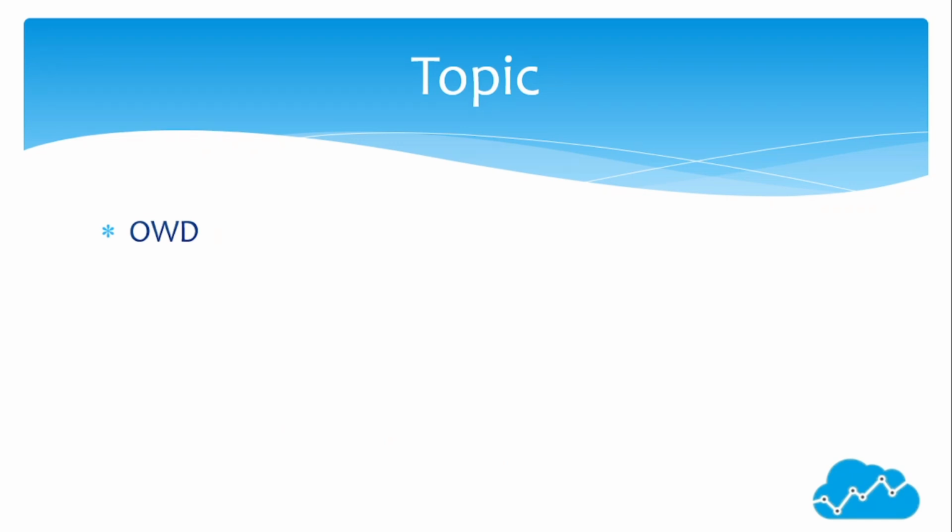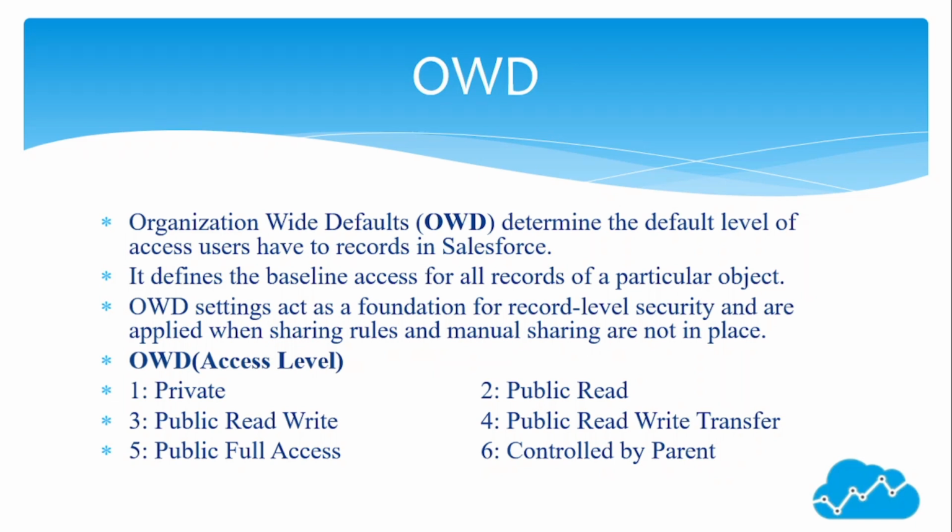Topic we are going to cover in this session is OWD. OWD stands for Organization Wide Defaults. It determines the default level of access users have to records in Salesforce. It defines the baseline access for all records of a particular object. OWD settings act as the foundation for record level security and are applied when sharing rules and manual sharing are not in place.